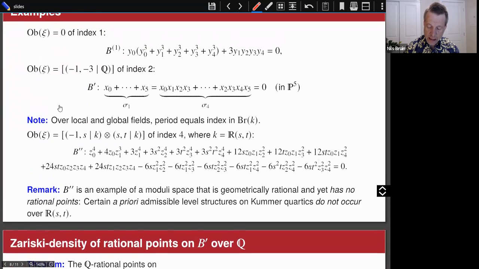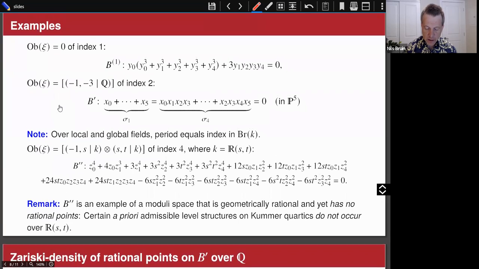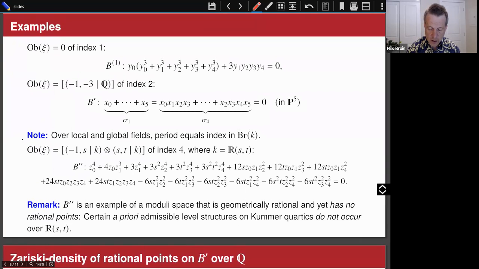And for index 4, we have to work a little bit harder, and that's because over local and global fields, the period actually must equal the index for the Brauer group. That's a rather deep theorem for global fields. So we have to step up to another kind of field, and here a bivariate function field over a non-algebraically closed field like R does the job.